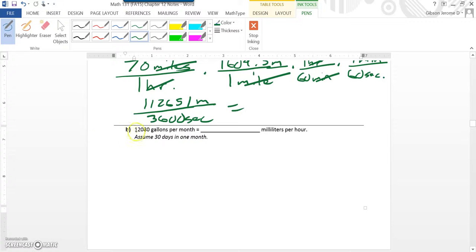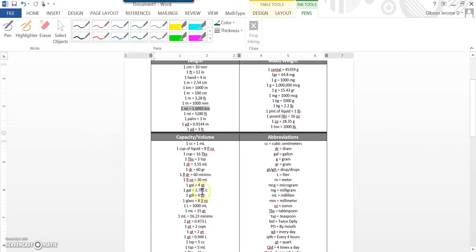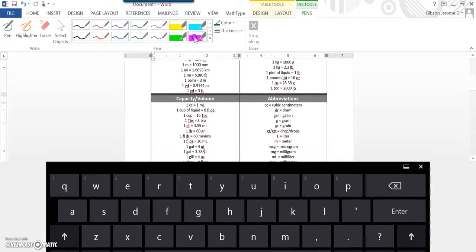Now, we have 12,080 gallons per month is equal to blank milliliters per hour. So we have 12,080 gallons per 1 month, and we want to change that to milliliters per hour. So we will look at gallons in terms of milliliters. Let's take a look at that first on the chart. Now we have gallons to liters, but I do not think we have gallons to milliliters here, which we do not. So we're going to look at these gallons to liters.